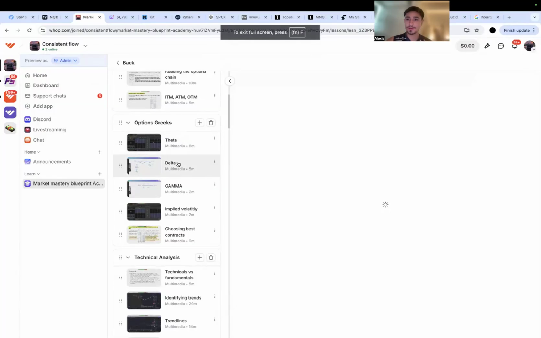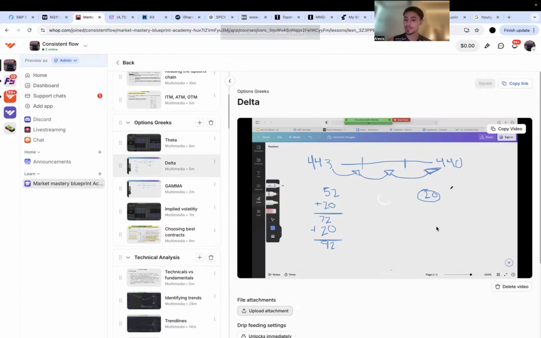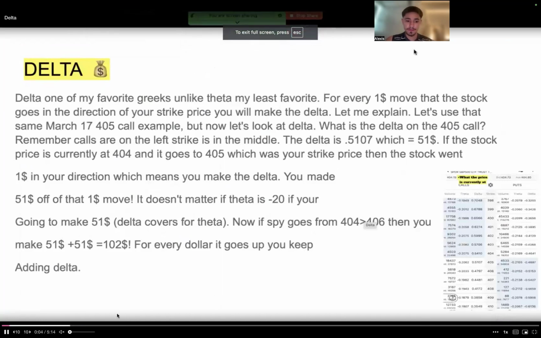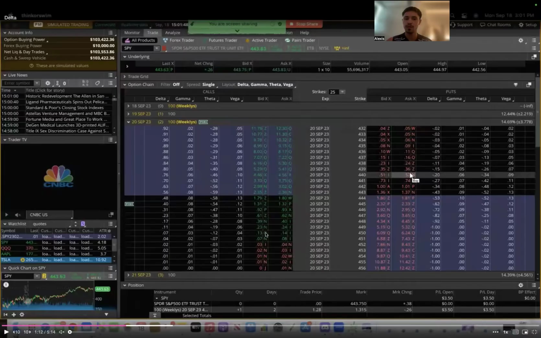Next up, we got delta. Delta is going to be our friend. This one is going to tell us how much we are going to make. So think of it like this. Let me see if I can go to an options chain here. Okay, we're going to use that same example. We're going to use that 445 call that expires in 2 days, from the 18th to the 20th. What is the delta? The contract costs 132. So that's how much it costs. What is the delta? The delta is 0.40.